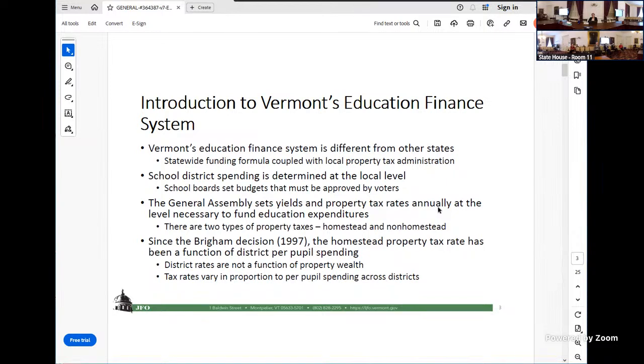There's two types of property taxes in Vermont. There's homestead property tax and non-homestead. They have different rates. We'll talk about what those different rates are, how they're calculated, and what fits into each of those buckets. And the other high-level introduction to the ed finance system is that since the Brigham decision in 1997, the funding formula has a homestead property tax rate that's a function of a district's per pupil spending. So districts' rates in Vermont are no longer a function of property wealth in the district. They really vary in proportion to a school district's spending decisions, per pupil spending.